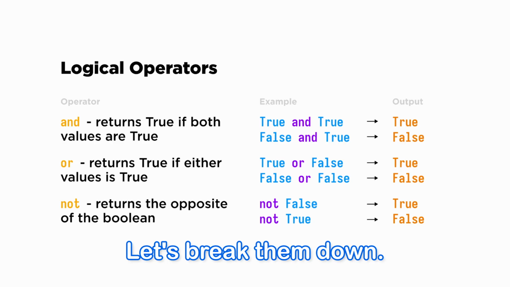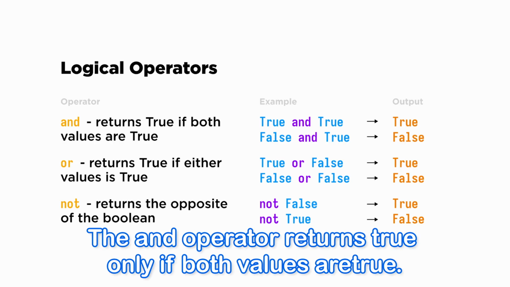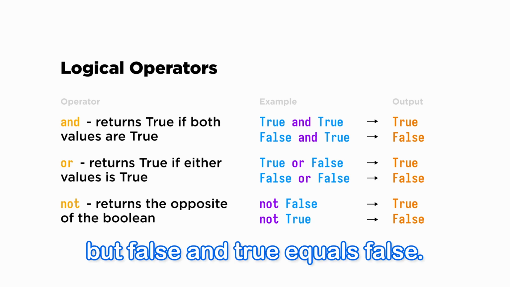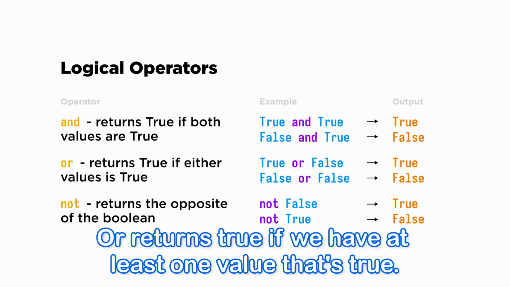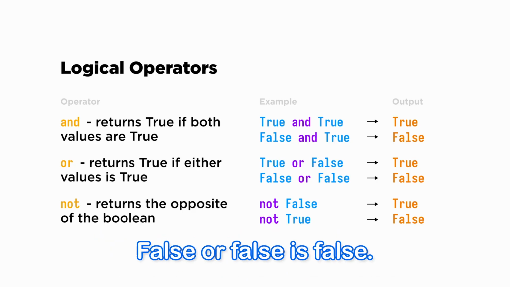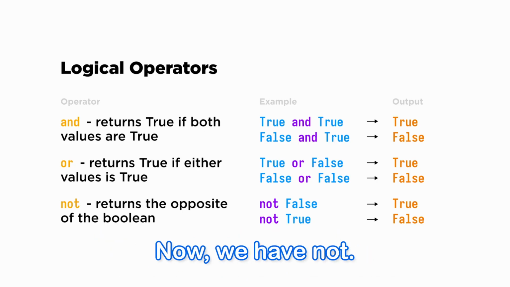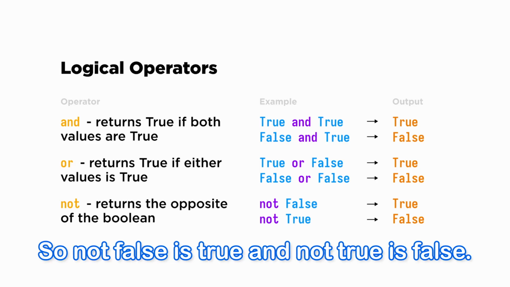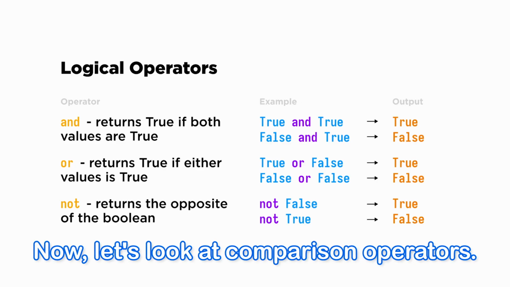Let's break them down. First, we have and. The AND operator returns true only if both values are true. So let's say true and true equals true, but false and true equals false. Next, we have or. Or returns true if we have at least one value that's true. So true or false is true. False or false is false. Now we have not. Not just flips the value. So not false is true and not true is false.